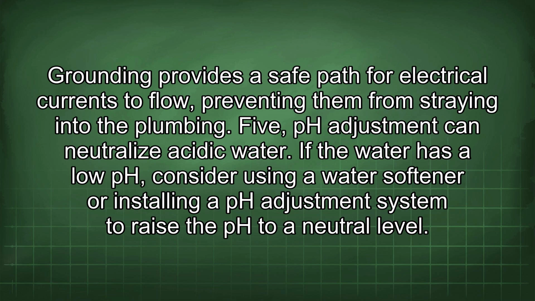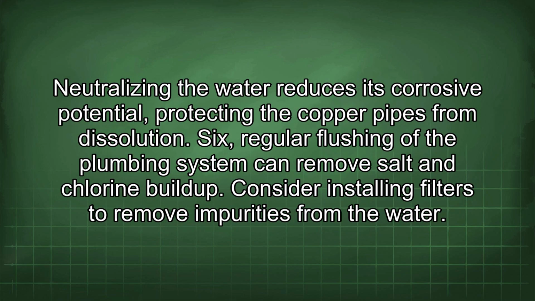5. pH adjustment can neutralize acidic water. If the water has a low pH, consider using a water softener or installing a pH adjustment system to raise the pH to a neutral level. Neutralizing the water reduces its corrosive potential, protecting the copper pipes from dissolution.